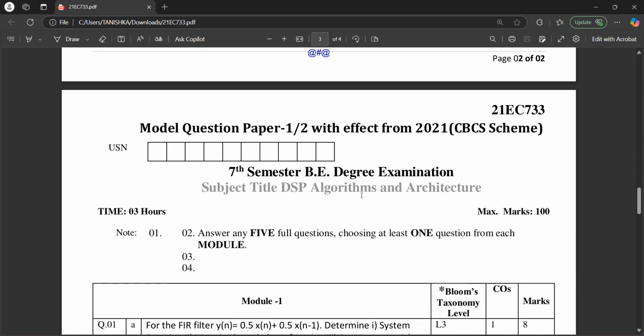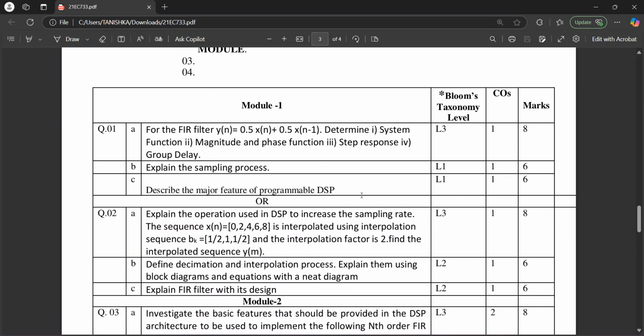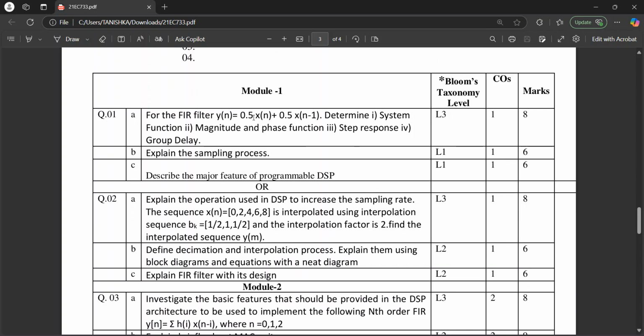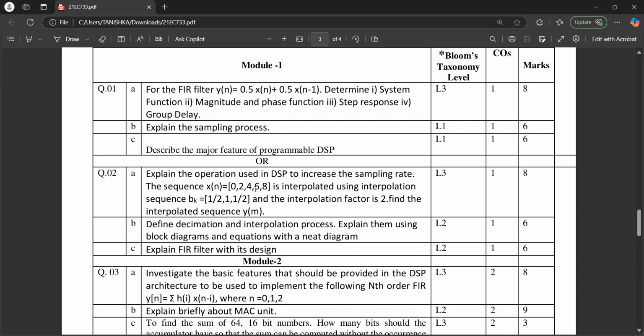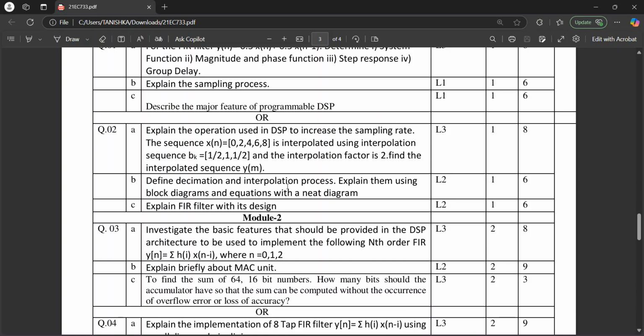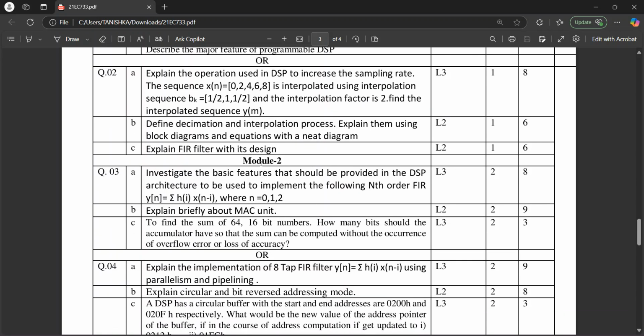Now we'll see the second model question paper. In this also, they have repeated this question from the first model question paper, and explain the sampling process. Then this question was there in the first model paper, that is features of programmable DSP. This is a problem based on interpolation. Then decimation and interpolation question was repeated in model question paper. So this is also important, and explain FIR filter with its design is also important.